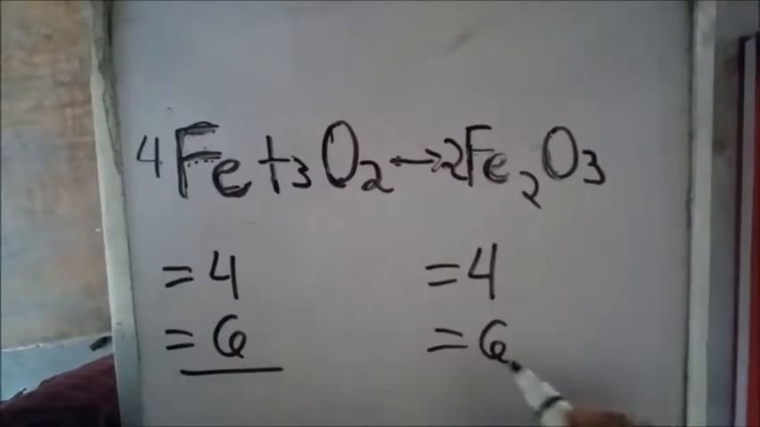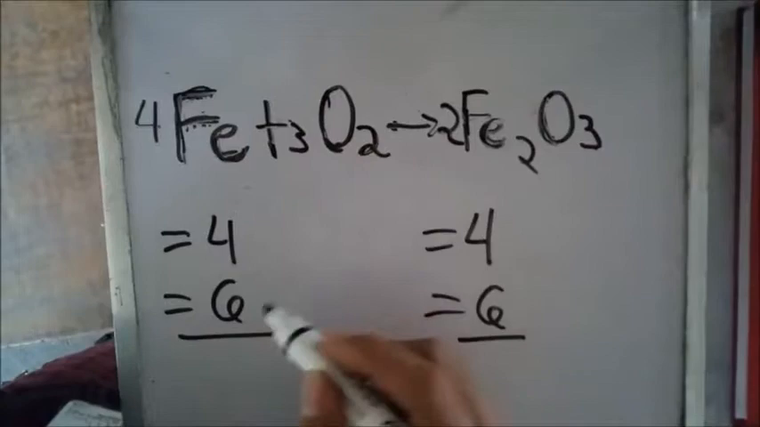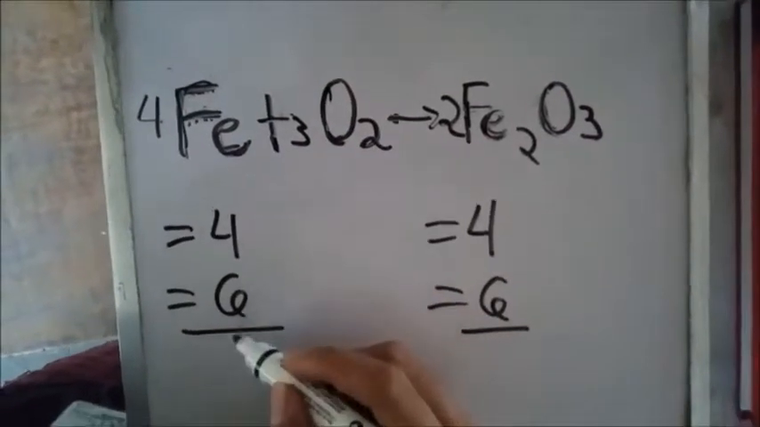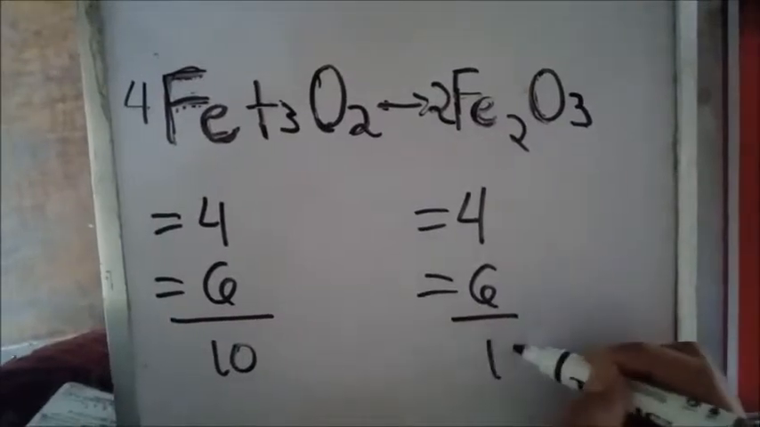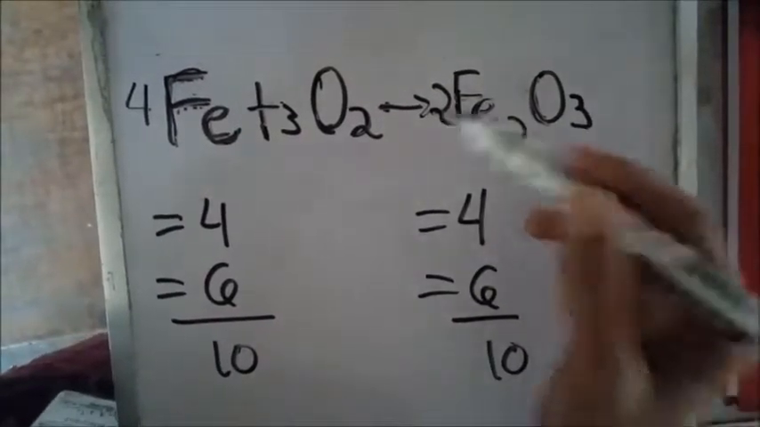So add the coefficient numbers. 4 plus 6 is equal to 10, and 4 plus 6 is equal to 10. So that the chemical equation is balanced.